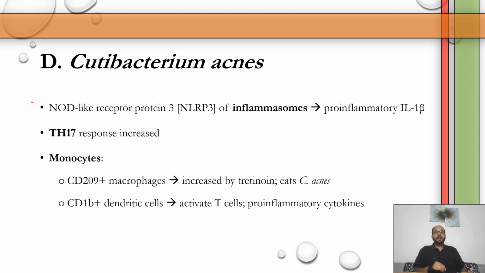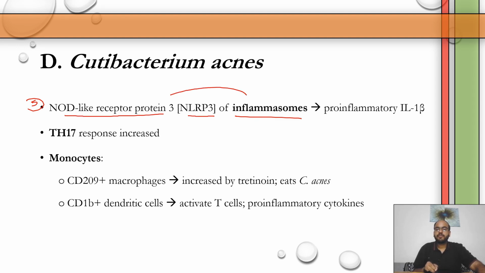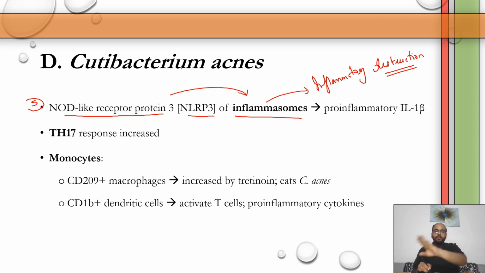Now, the fifth mechanism is the activation of inflammasomes. This is one thing which is new in dermal immunity, inflammasomes. There's activation of NOD-like receptor protein 3 or NLRP3, and this leads to formation of inflammasomes. Just remember as of now that inflammasomes lead to more inflammatory destruction. Okay, so more inflammasomes, more inflammation, more destruction.